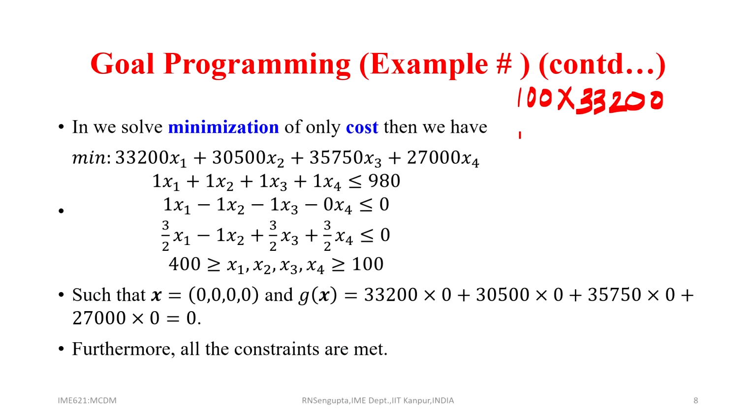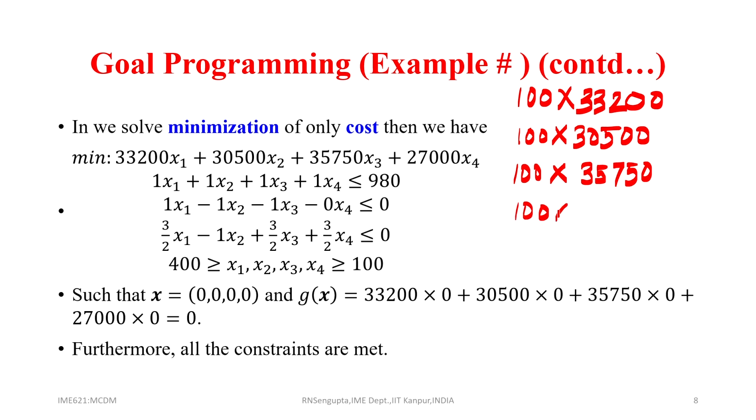Similarly, if I produce at least 100 for the second variable or the second product, it was wheat, the cost will come out to be this. For the third one, again 100 minimum, the cost will come out to be 100 into 35,750, and the last one, which is x 4, it will come out to be this. So, this is the total cost component.